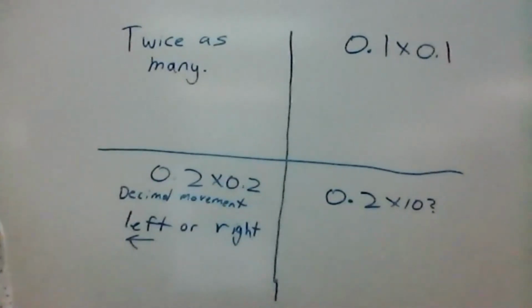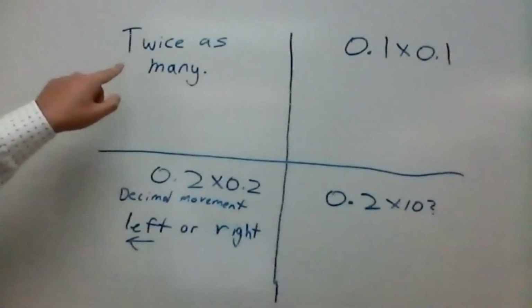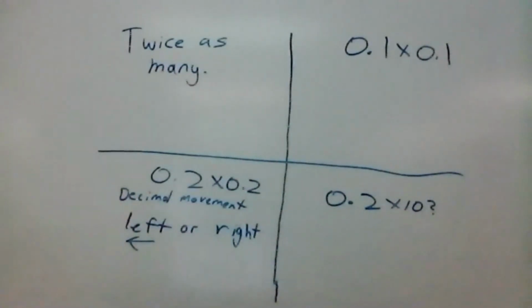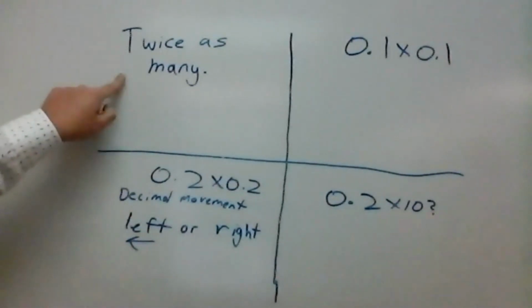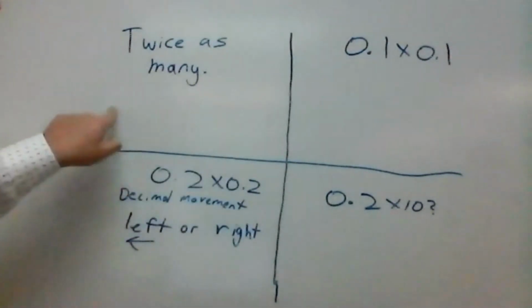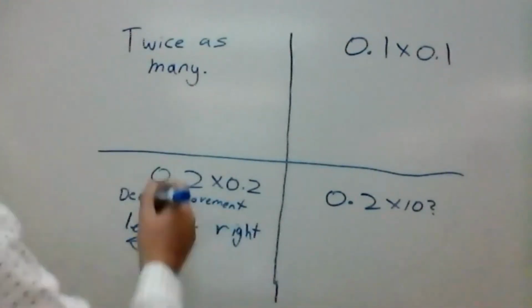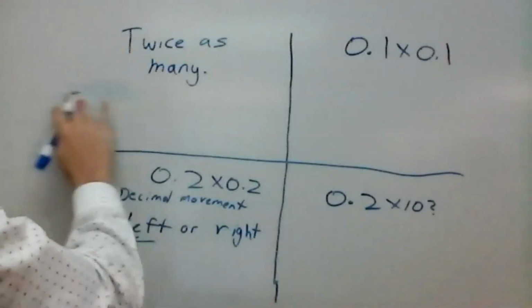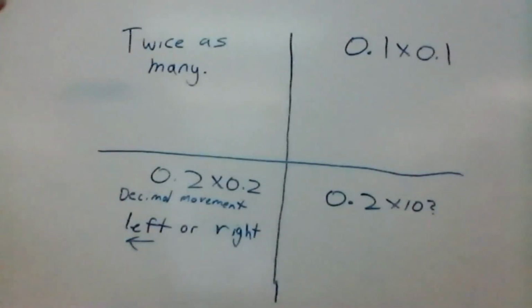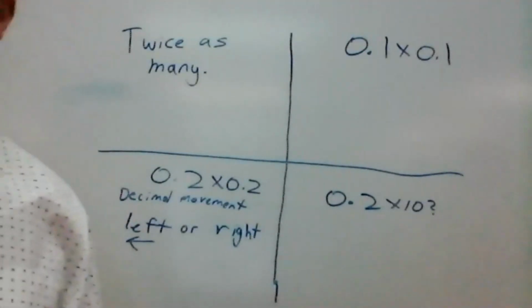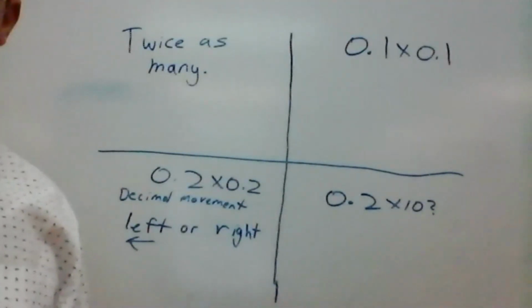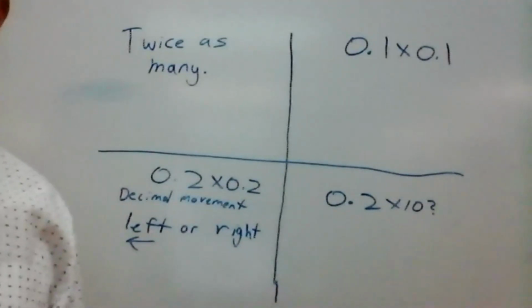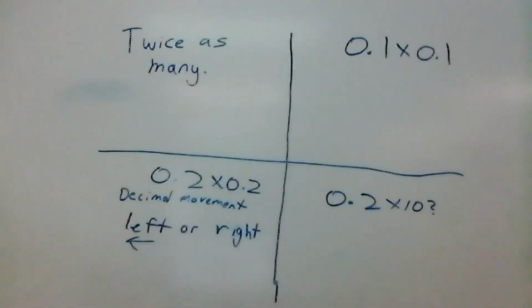All right, so for the first one, as you can see, this is twice as many. I want you guys to write a problem that's showing me twice as many. You can come up with any number. For example, you can come up with 0.3 times something, right? Or any way to show twice as many. How would you show that? Twice as many. Write it on your whiteboard and then hold it up. We talked about this one yesterday.